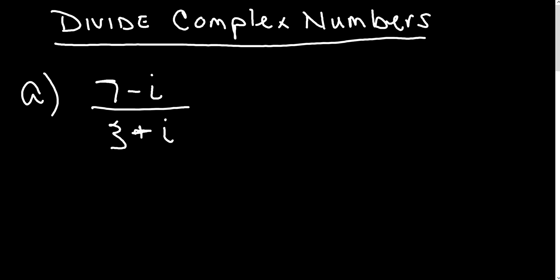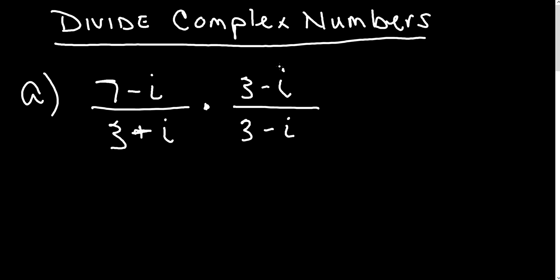When we're dividing complex numbers, as a reminder again, we multiply by the conjugate of the denominator. The conjugate, in this case, since I've got 3 plus i, is that I'm going to multiply top and bottom by 3 minus i.